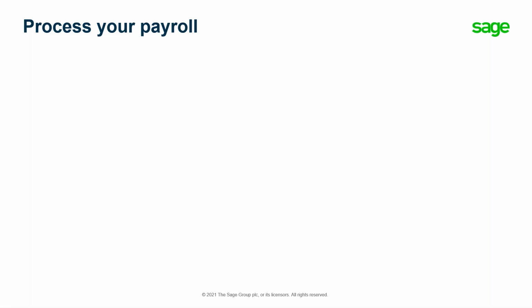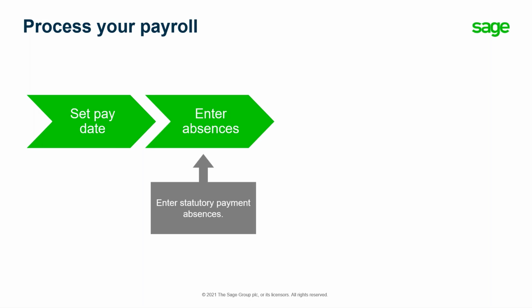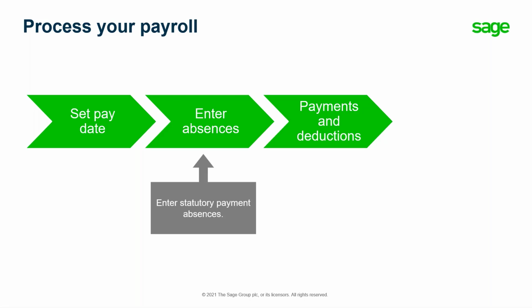So if we're going to simplify this and make it really, really easy for you, the first one is to set your pay date, which is the date the employees are being paid, not the date you're processing. Then you would enter any absences, and that is your statutory payment absences, not holiday. Then you would enter any payments and deductions that are specific for the employee in that period.